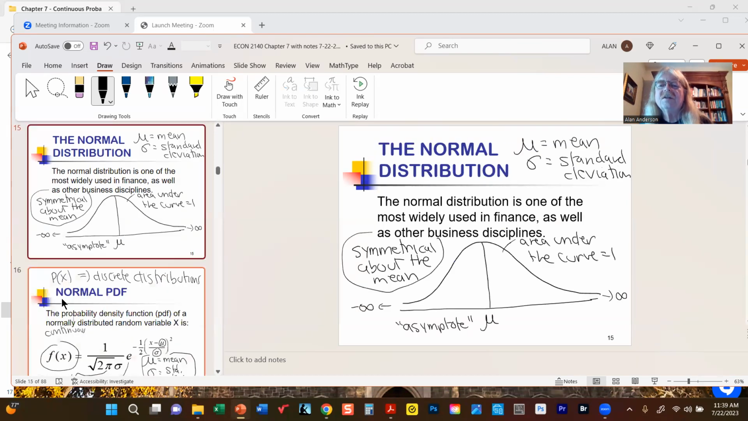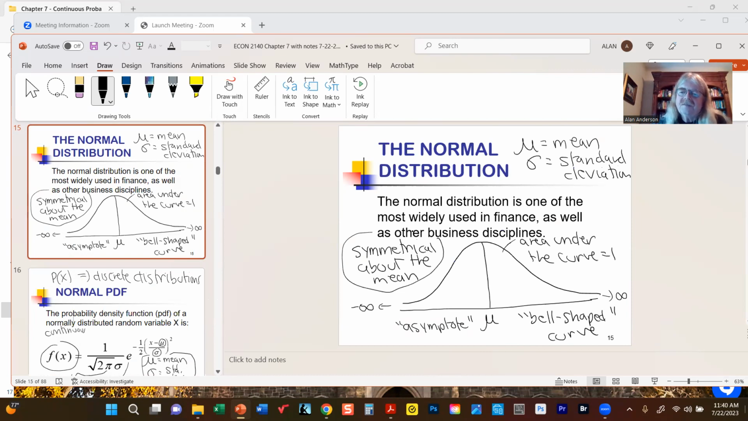The curve that represents the normal distribution looks like this. And you can see, because of the way it's drawn, it's often referred to as a bell-shaped curve. All right, this is what the normal distribution looks like. When you take the formula for the normal distribution and draw it as a graph, this is what it looks like. And some very important details to notice here.